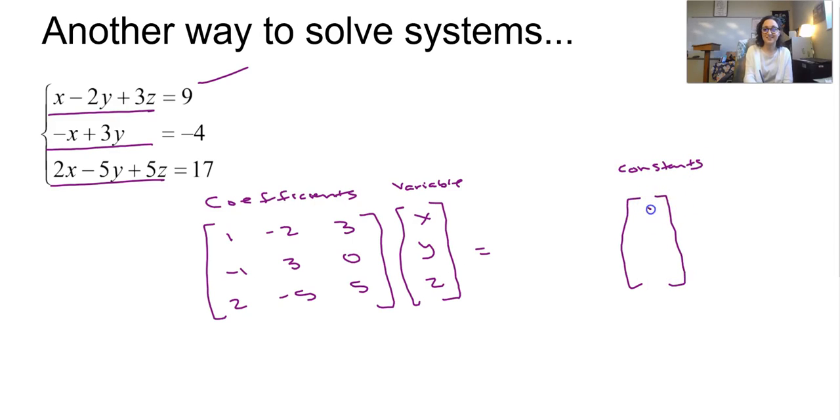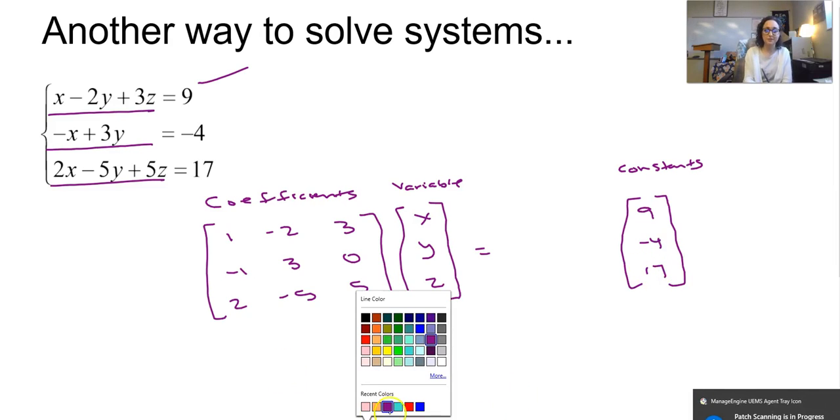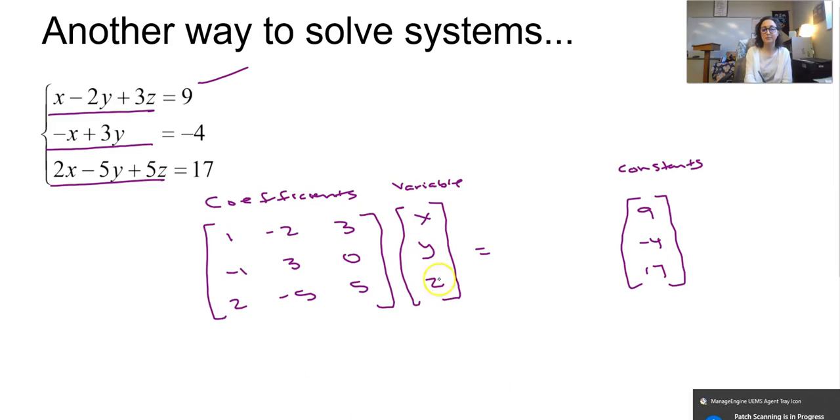So my constants are 9, negative 4, 17. Okay, so what I'm trying to do is solve for x, y, and z, right? So I want to get rid of these coefficients. Let's call this matrix A.